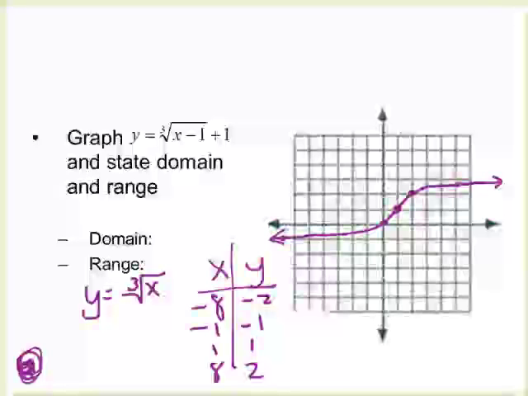And domain and range will be all real numbers. For cube roots, they will always be all real numbers. Not for square roots, because those have an endpoint, but cube roots will be all real numbers.